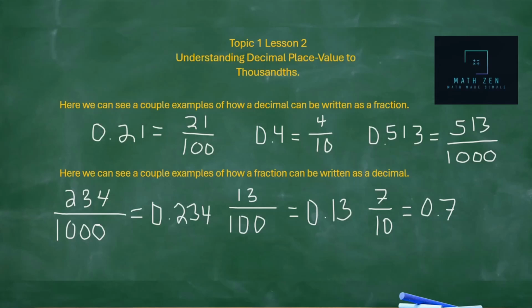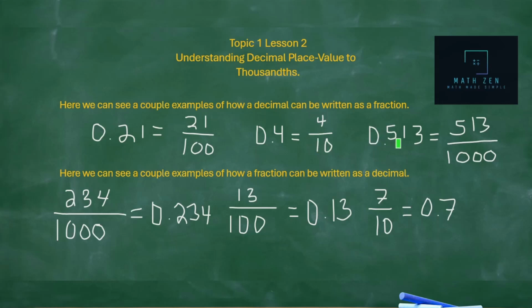All right, now on this slide, we are going to discuss how we can change a decimal into a fraction and vice versa, how we can take a fraction and write it as a decimal. So for the first one here, we have 21 hundredths, and we literally write 21 as our numerator and 100 as our denominator. The next one here, we have 4 tenths, because the 4 here is in the tenths place. So we write the 4 as our numerator and 10 as our denominator.